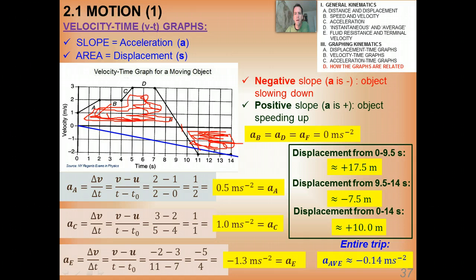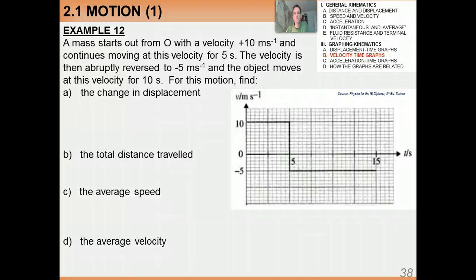So from 0 to 9.5, I got positive 17.5 meters, which is equal to the total area under this entire graph right here above the x-axis. From 9.5 to 14, the area of all of this is 7.5 meters, but it's negative because it's below the x-axis. From 0 to 14, all you do is you add positive 17.5 and negative 7.5 to get positive 10 meters as the total displacement. Okay, so really important that you understand how areas can be positive and negative. Super important.